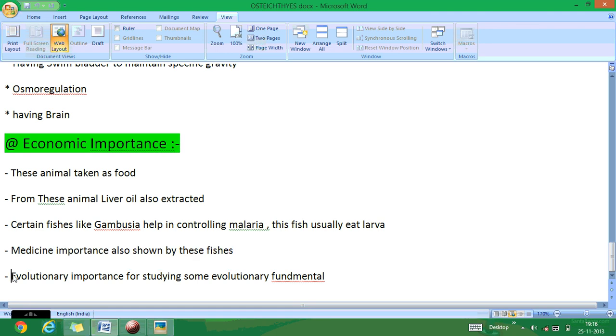From the evolution point of view, we study the fundamentals of evolution by studying these Chondrichthyes.